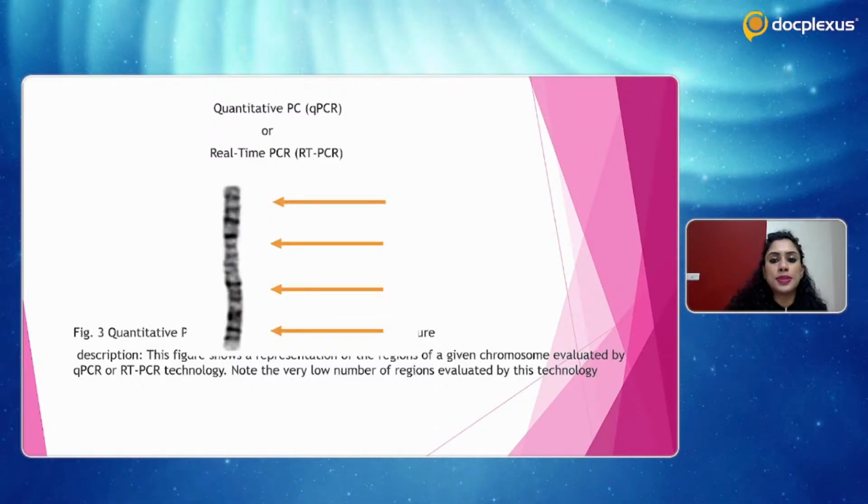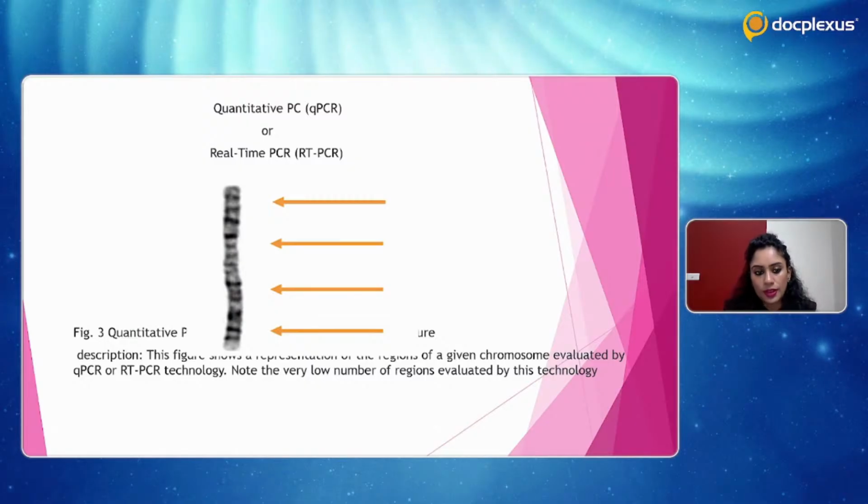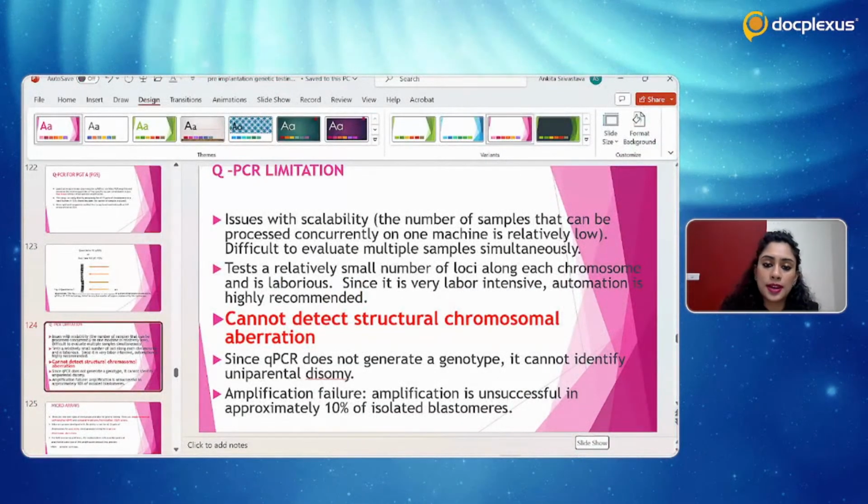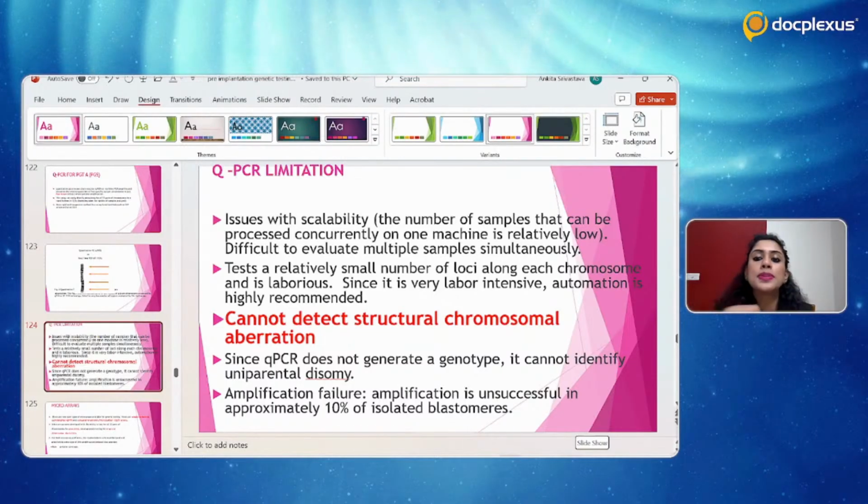Now, the quantitative PCR or the real-time PCR is basically the method wherein a very low number of regions are evaluated. But what are the advantages of being more accurate as well as faster? But what about the limitation? The number of samples that can be processed concurrently on one machine is quite low. So there is difficulty in evaluating multiple cycles and multiple samples simultaneously.